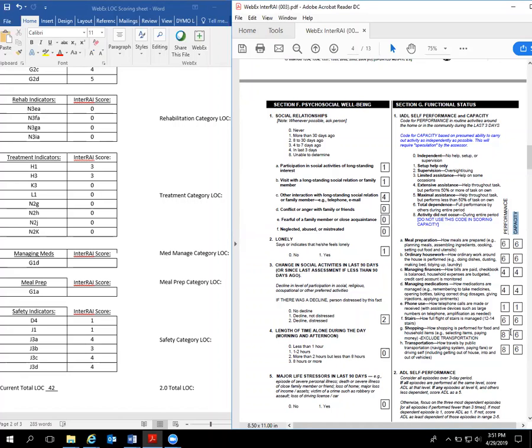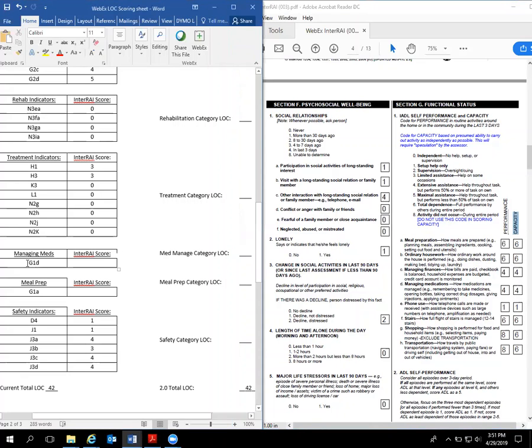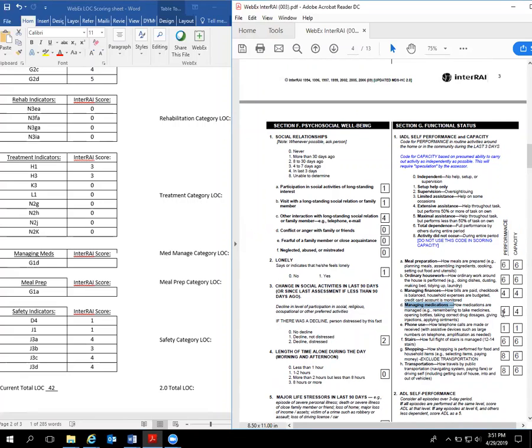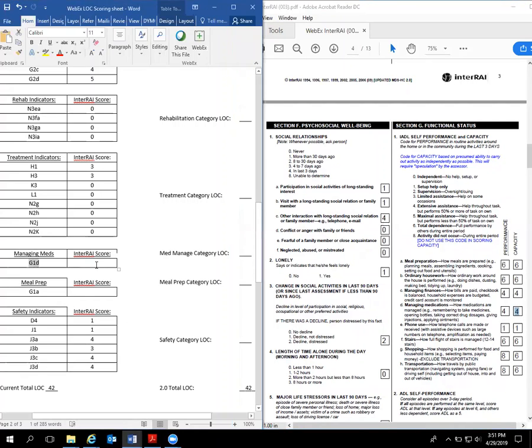So for managing meds, the indicator is G1D, so G1D, managing meds. In this case, this gentleman is performing at capacity, so these numbers are the same, but if that were not the case, it would be even more important to make sure that you are looking at this number on the right, the capacity number. So that score is a 4, so I will put 4 here on the worksheet.